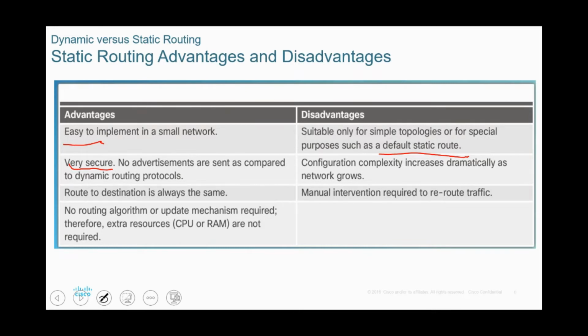Another advantage of static routing is that the route to the destination is always the same. But the disadvantage is that you have to configure it manually, which means manual intervention is required to reroute the traffic when there is a change in your network topology. So even though it's secure, you need to have the manpower to configure it manually. And the last advantage of static routing is that no routing algorithm or update mechanism is required. Therefore, extra resources such as CPU or random access memory are not required. So this is a good thing about static routing.